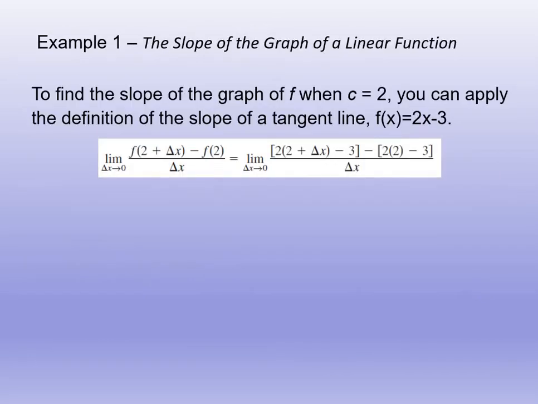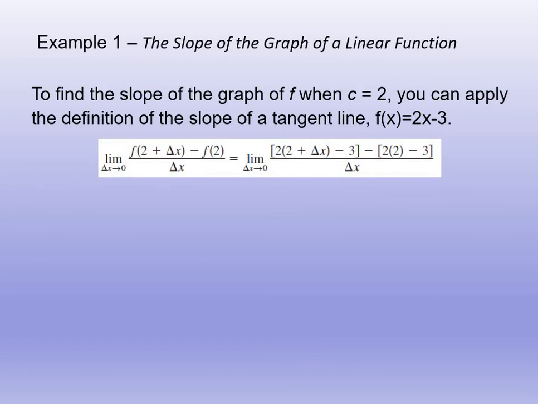So let's do an example here. We want to find the slope of a graph f when c is 2. We can apply the definition of slope to the tangent line. We're going to use the function f of x equals 2x minus 3. We have to make sure that we're substituting everything in correctly. So c is 2, so we're going to do f of 2 plus delta x minus f of 2 divided by delta x.